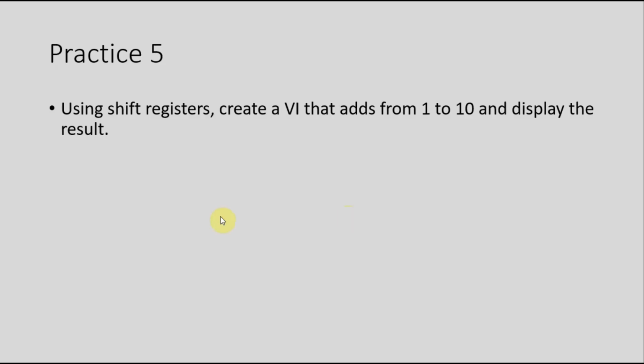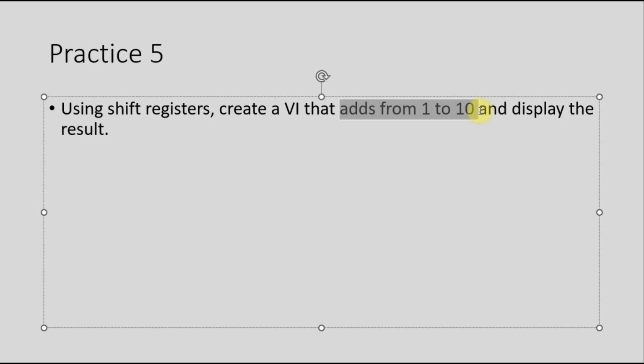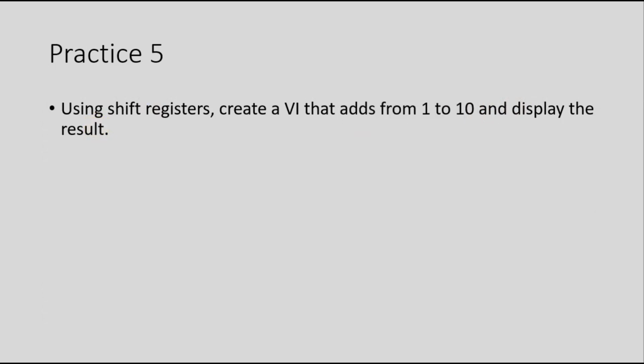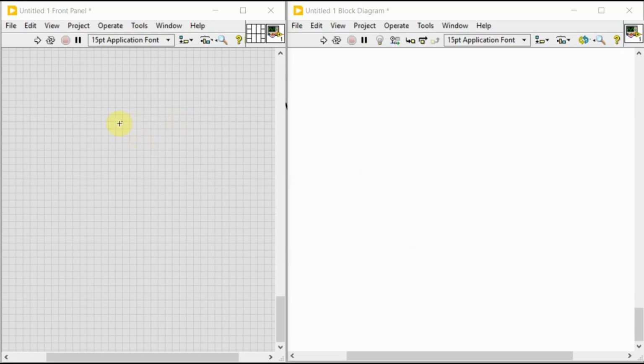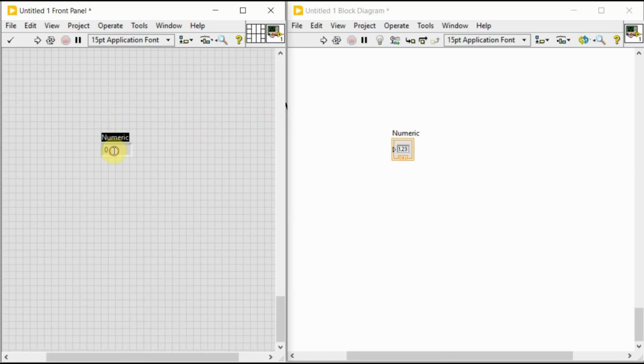This is practice 5. We are supposed to create a VI that adds from 1 to 10 using a shift register inside the while loop and displays the results. In this front panel, we only need the output display. So this is a result. I want to keep adding from 1 to 10, display the output, and then exit the program.